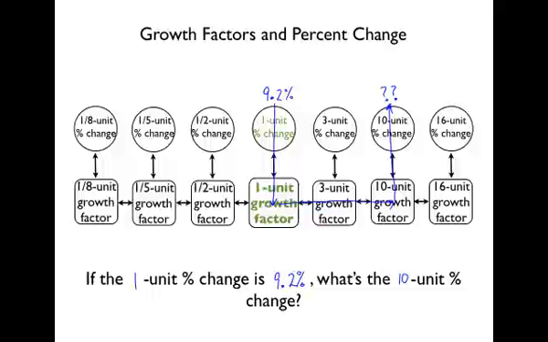Okay, Omar, you're up. Tell me the process. Tell me what you do first. I add 1 to 9.2, so it would be 1.092. And then that's the 1 unit growth factor. So let's look at that 1 unit growth factor. What percent increase is that right there? Is that a 9.2% increase? Yes, so we want 9.2, it would be 1.092.